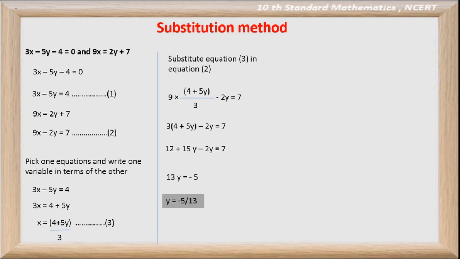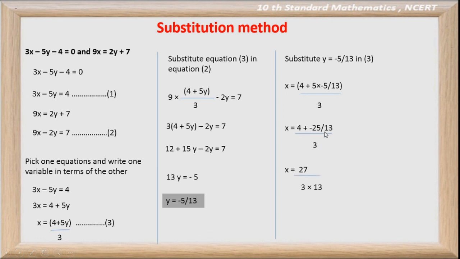The next step is to substitute the value of y in any of these equations. Here I am going to substitute in the third equation. So substitute y equal to minus 5 by 13 in equation 3. Which is equation 3? See here, x equal 4 plus 5y by 3. So in y's place, we are giving minus 5 by 13. So 4 plus 5 into 5 is 25, the sign is minus, by 13, whole divided by 13.